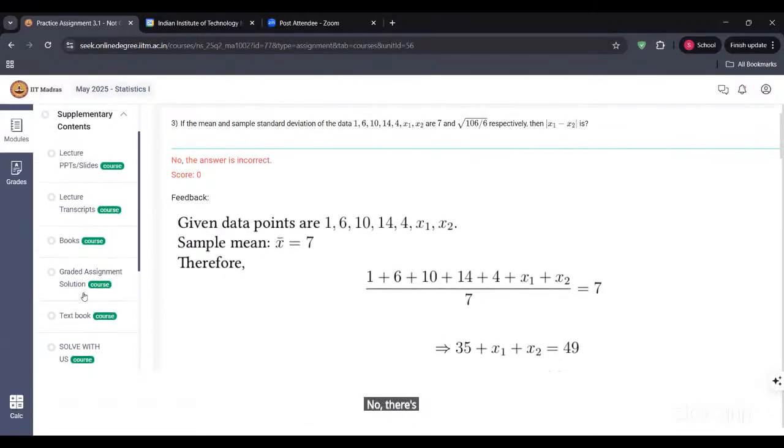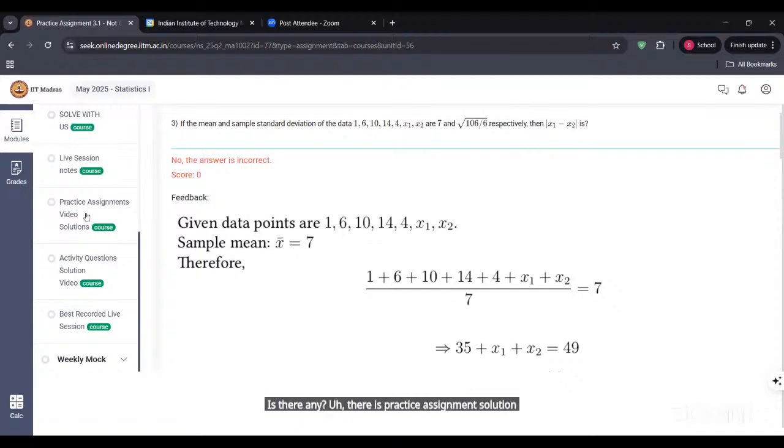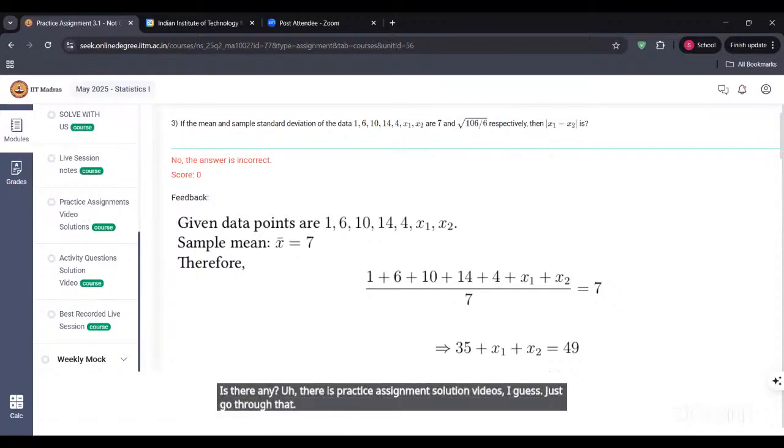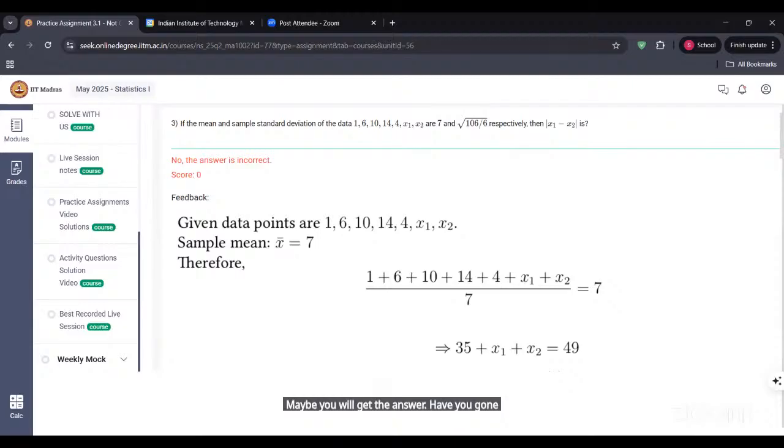There are practice assignment solution videos, I guess. Just go through that. Maybe you will get the answer. Have you gone through the videos? Not till now, I couldn't find the video. Ma'am, there is no video. Ma'am, there is not even a solution PDF. The sample mean and sample variance of 5 data values with 3 of the data values. Yeah, it's the same thing.